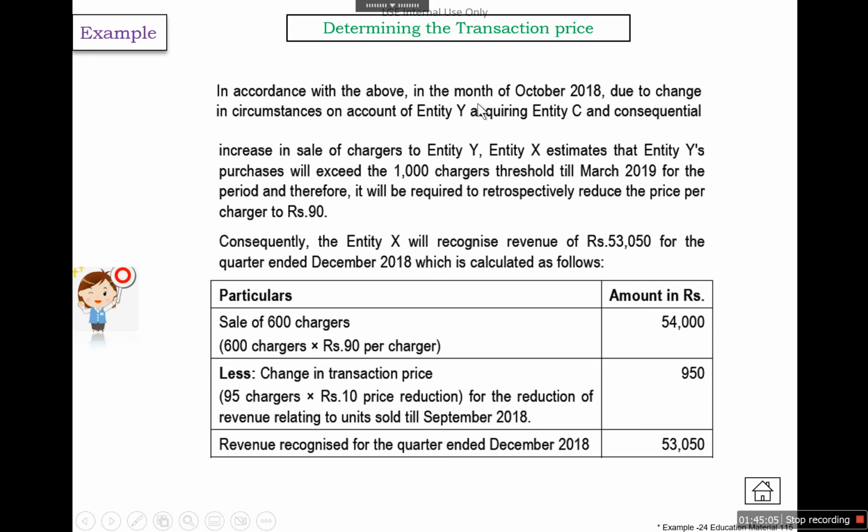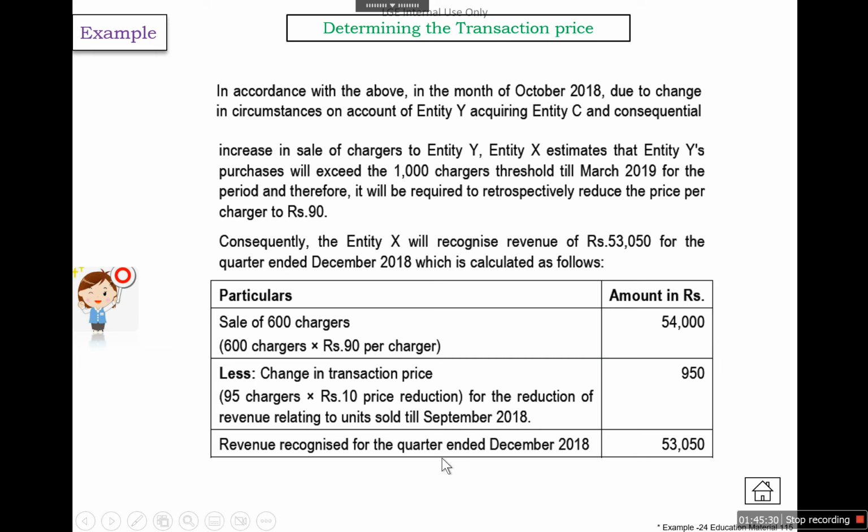So, in accordance with the above, due to the change in circumstances, Y acquiring C and consequently an increase in sale of the charger to Y, entity X estimates that the price will be 90. Consequently, X will recognize the revenue of 53,050. 600 into 90. It will recognize the revenue at 90 only. And for the earlier charger, it will reduce the revenue.